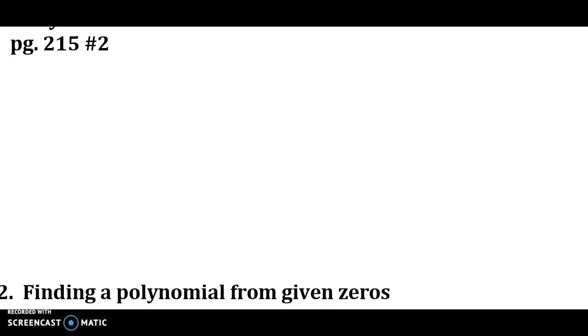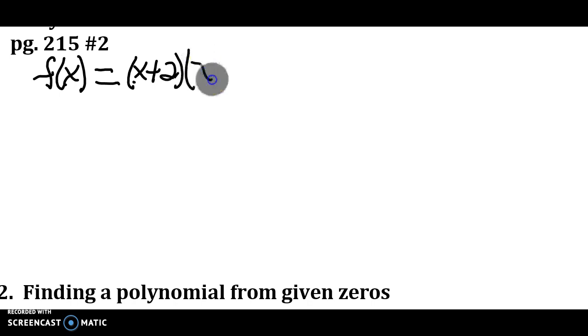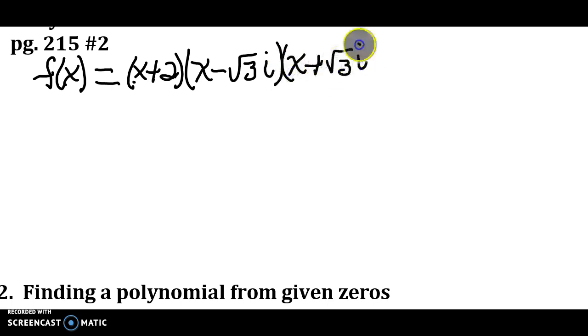Okay, example 2 from page 215 asks us to write the polynomial in standard form and identify the zeros and the x-intercepts. So the polynomial we're given is f of x equals (x + 2)(x - √3i)(x + √3i). So this is its linear factorization form. What we want to do now is multiply it together to get standard form, and then from there we'll identify the zeros and the x-intercepts.